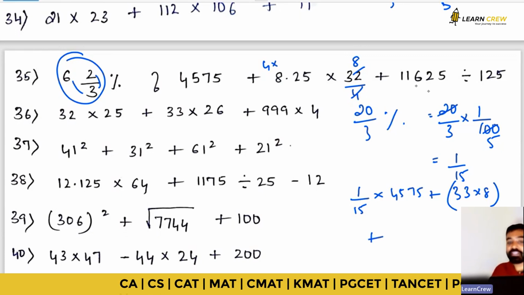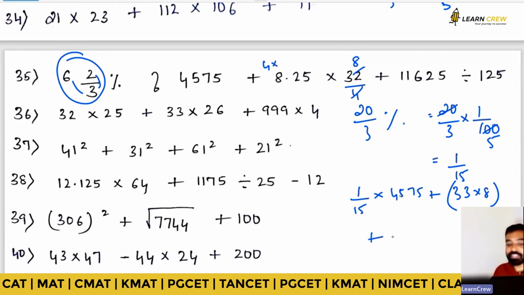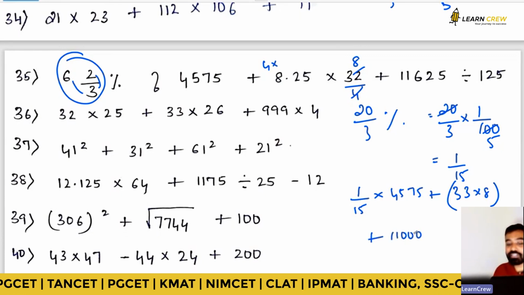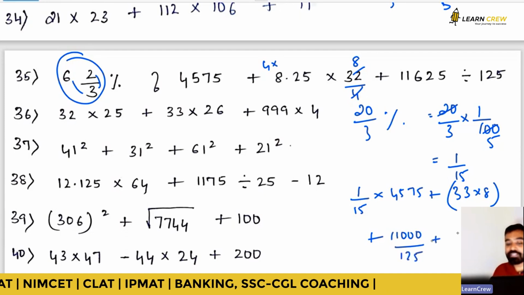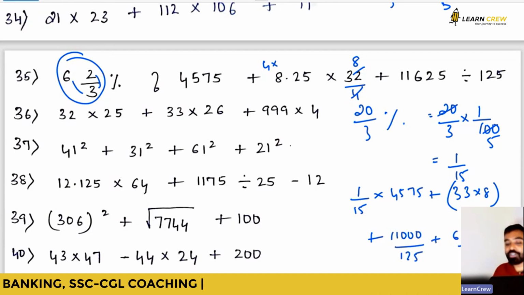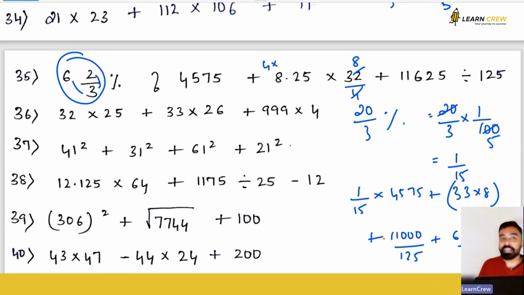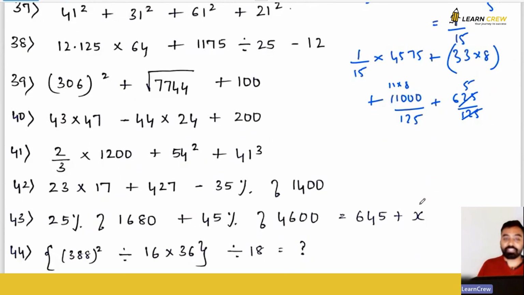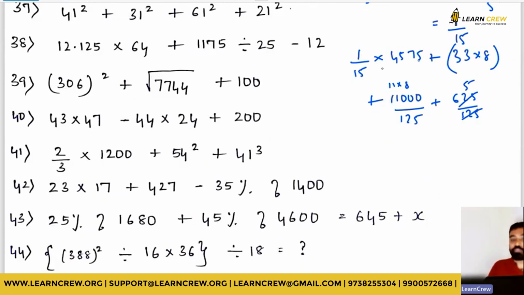Plus 11 625 divided by 125. This can be split into 11,000 divided by 125 plus 625 divided by 125. 1,000 divided by 125 is 8. So this becomes 11 into 8, and this is nothing but 5 times. 88 plus 5 is 93. So this becomes 1 divided by 15, 4575.